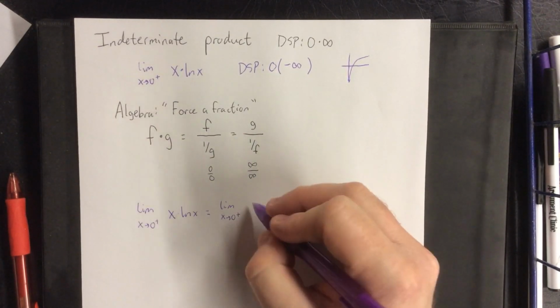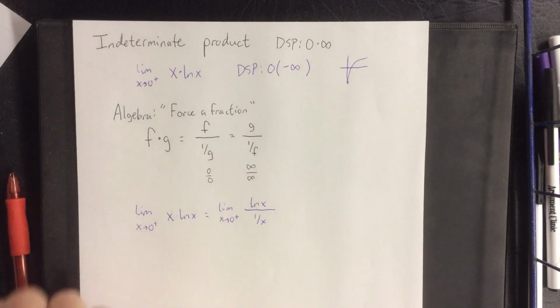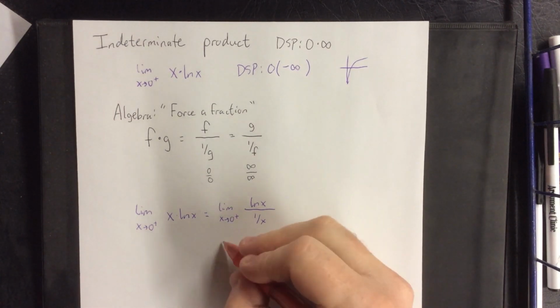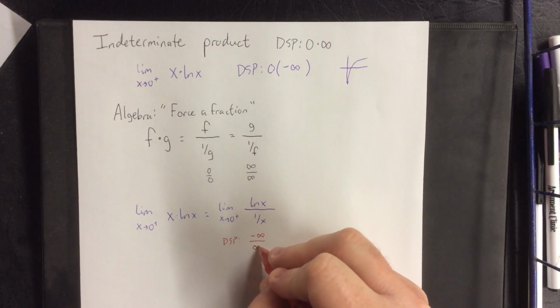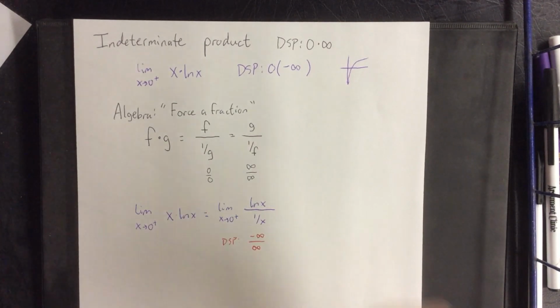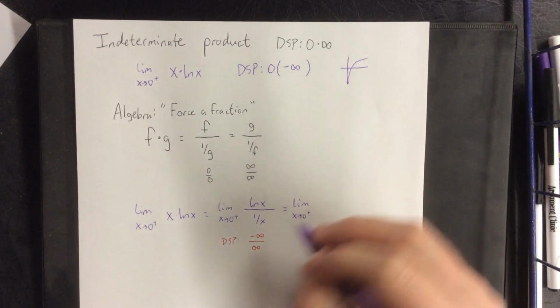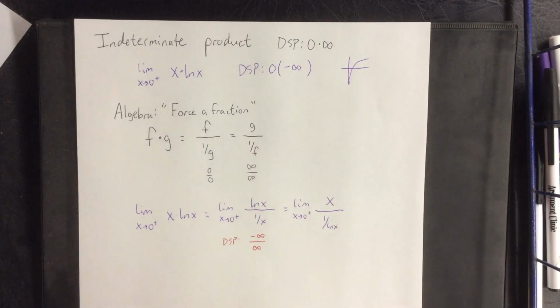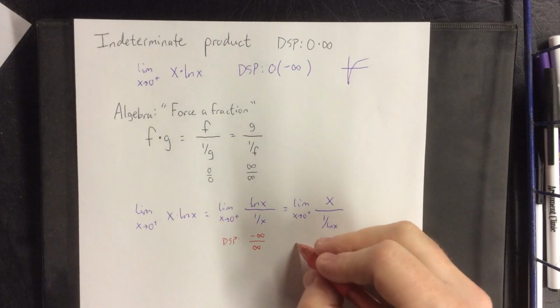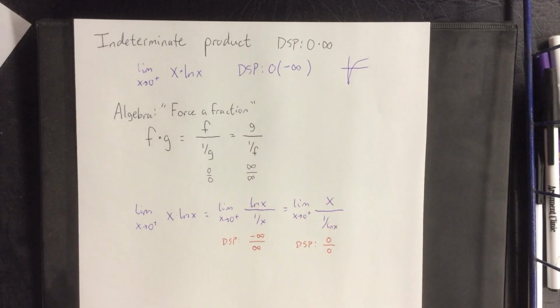I could force the x into the denominator by calling this the natural log of x divided by 1 over x. In this form, if I were to allow x to go to 0 using the direct substitution property, this would now take the form negative infinity divided by positive infinity. Whereas if I were to try it the other way and take the limit as x goes to 0 from the right, I could also force the natural log of x into the denominator by calling this x divided by 1 over the natural log of x. In this form, if I were to try to use the direct substitution property, I would get a 0 on top and I would get a 0 on the bottom. So once again, this forces a fraction.